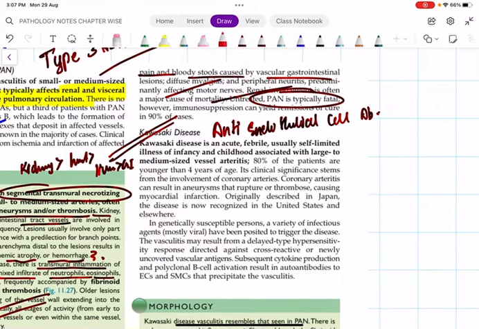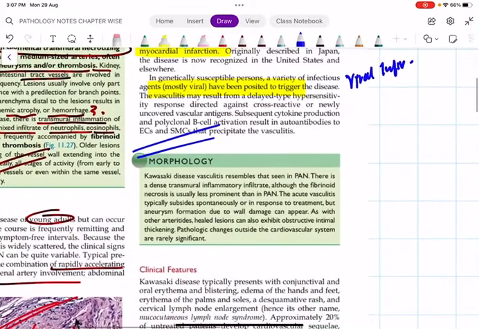It is an acute febrile illness of infancy. Very, very important: infancy, less than 4 years of age. Mainly it involves coronary arteries. It causes thrombosis. It can even cause myocardial infarction. The most common etiology is a predisposing viral infection. The patient, a baby or child, will have a history of viral infection. I have already told you the pathogenesis, anti-endothelial cell antibody. The morphology almost resembles PAN. There will be transmural inflammatory infiltrate, but the fibrinoid necrosis is less prominent compared to polyarteritis nodosa.